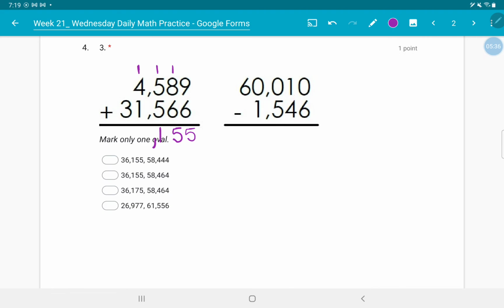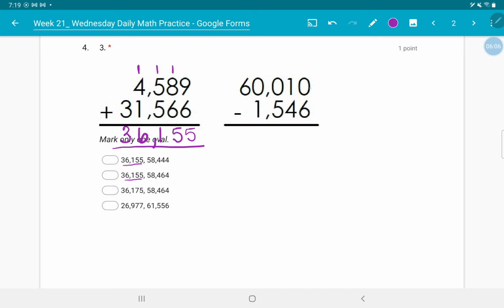Regroup that one. 1 plus 4 plus 1 is 6, and 3 plus nothing is 3. So the sum on the first problem is 36,155. I see my first two options have the correct sum. I'm going to see what the difference is now in 60,010 and 1,546.